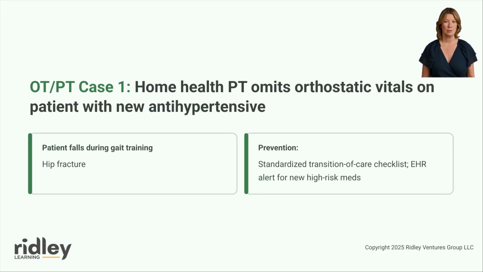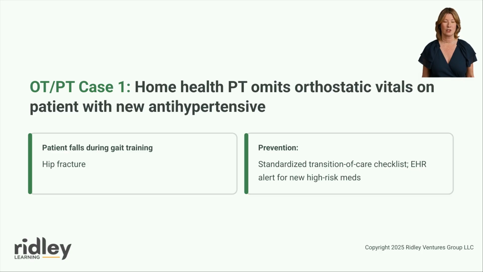Now let's discuss two case studies in OT and PT medical errors. Case study 6.1 is the orthostatic hypotension fall, an error of omission. In this scenario, a 78-year-old female is seen by a home health physical therapist 3 days post-discharge from a hospitalization for a total knee arthroplasty.